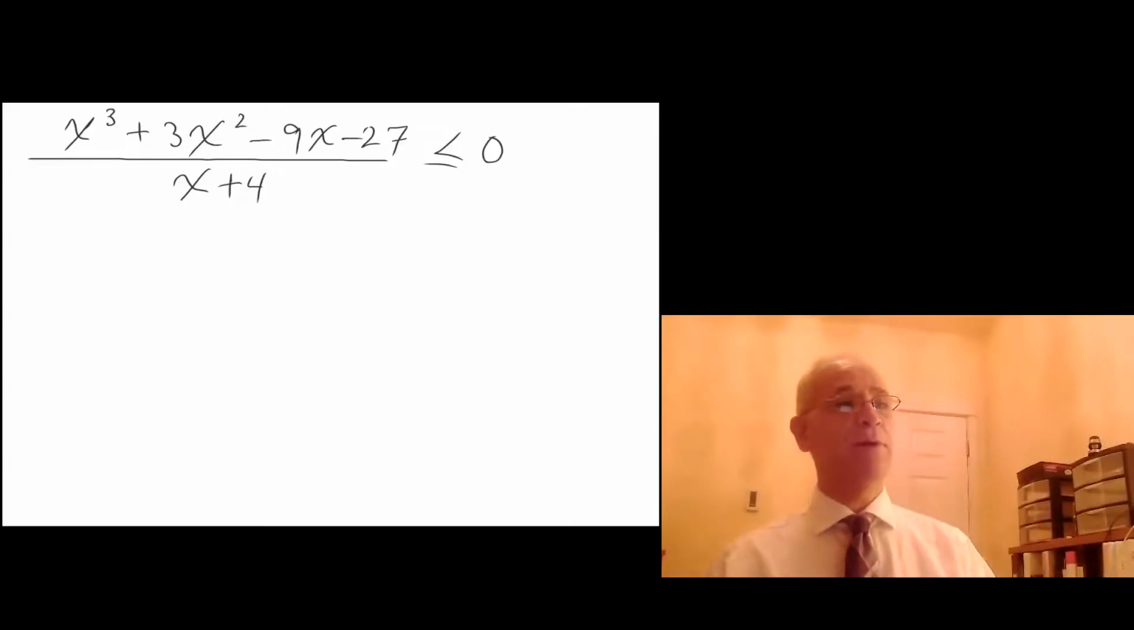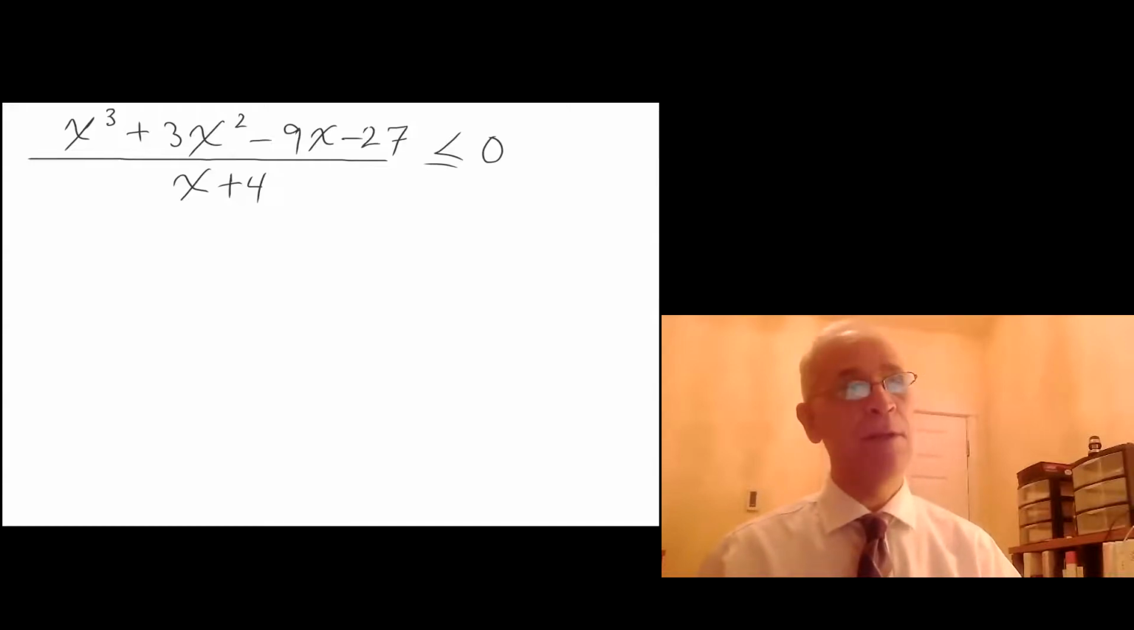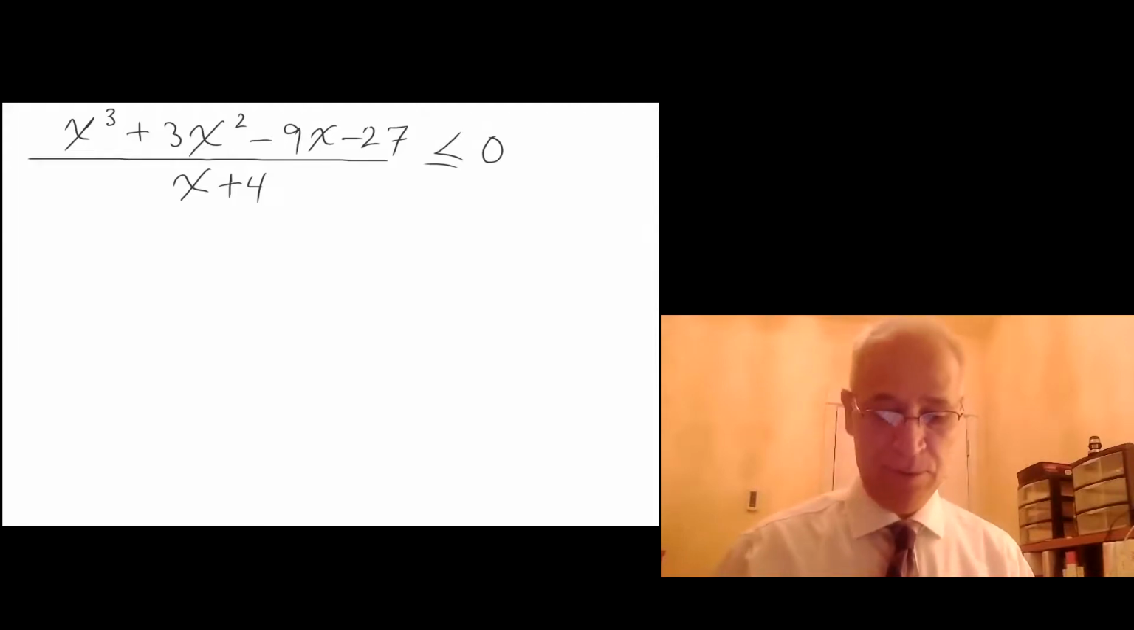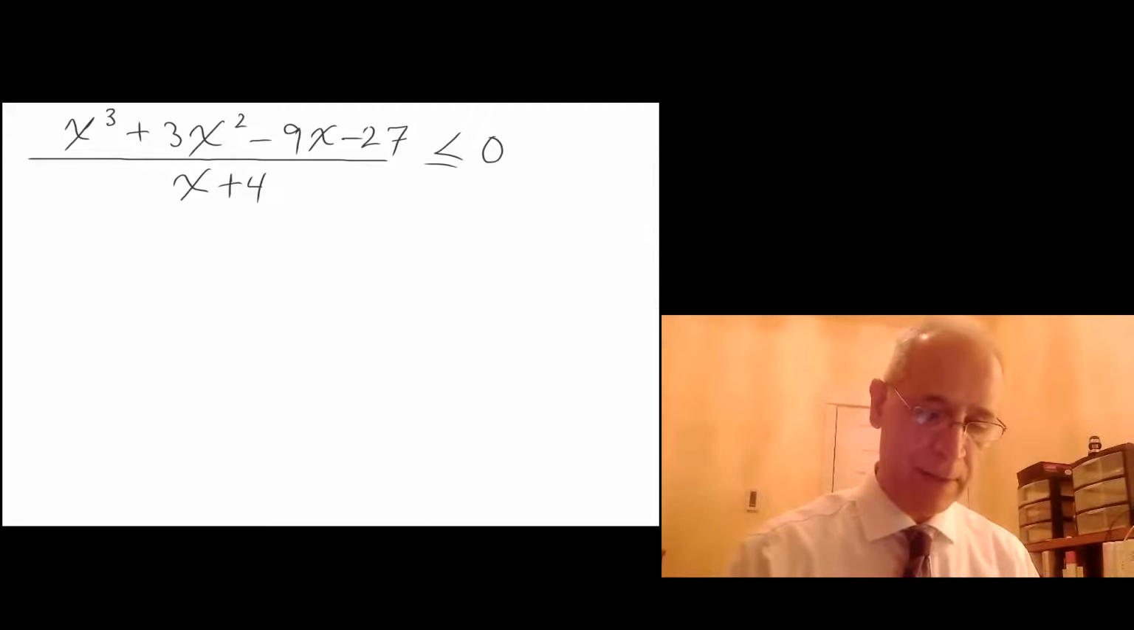Hello, Math 141. We do have an inequality that we're going to be solving. My first step is going to be to try to factor the numerator. I have four parts, so I'm going to use factor by grouping. Here's one group, and here is the other group.